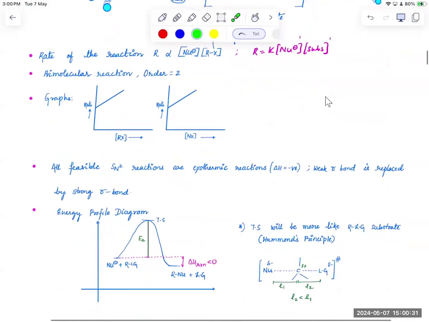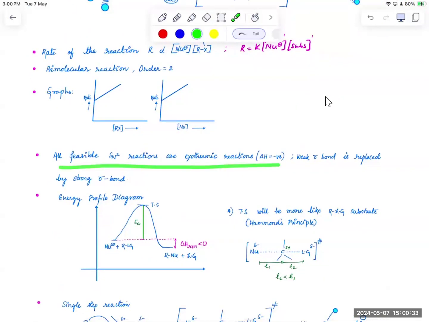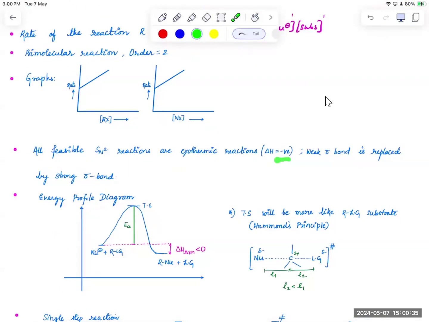So you can see all feasible SN2 reactions are exothermic. That means when the reaction happens, overall energy should be released, and weak sigma bonds are replaced by strong sigma bonds here.